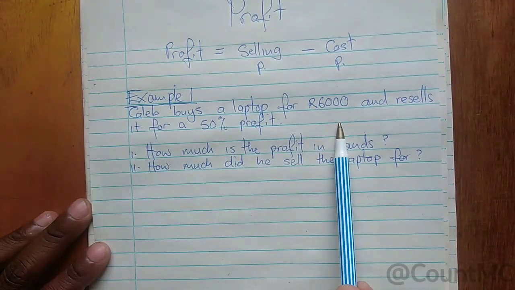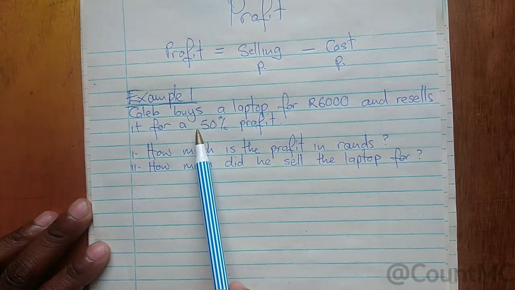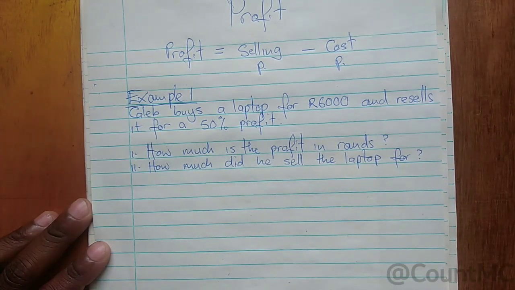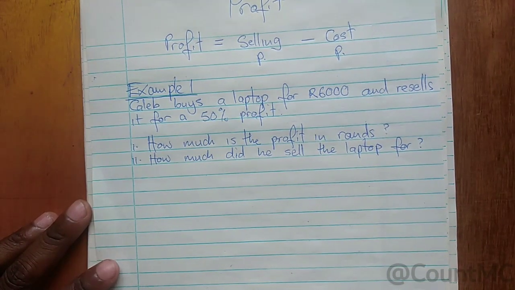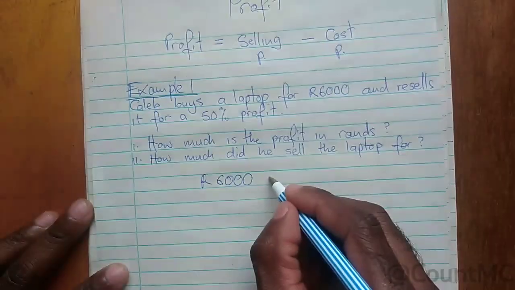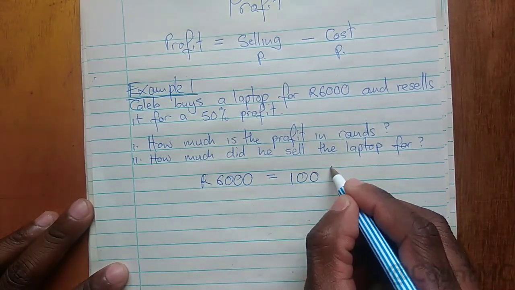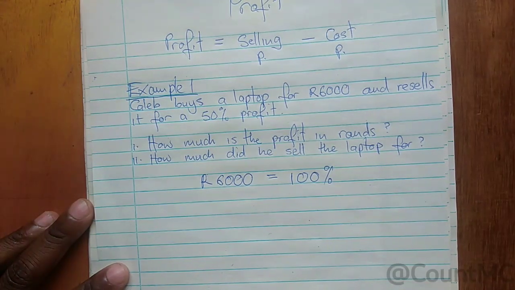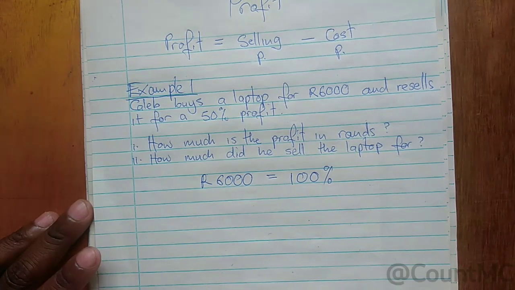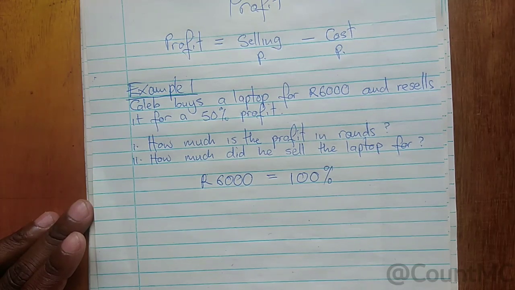Caleb buys a laptop for 6,000 rands and sells it for a 50% profit. How much is the profit in rands? Now here you can apply direct proportion. 6,000 rands is equal to 100%. Now you always apply 100% to an amount that has not been discounted, an amount without profit, without loss, without interest. That's what you always equate to 100%.